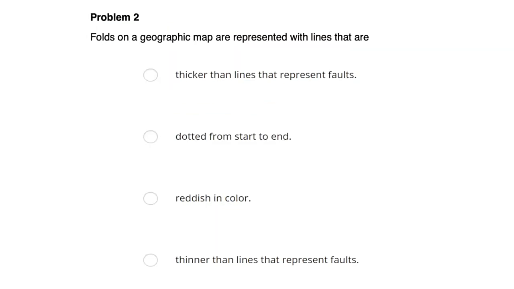Folds on a geographic map are represented with lines that are... Let's pull out the keywords from the question. It's asking us to choose the option that tells which lines represent folds on a geographic map. Our first option is lines that are thicker than lines that represent faults. Since folds are topographic features, they should be represented with lines that are actually thinner. And faults are a larger feature, even though they're underground, so their lines would be thicker.